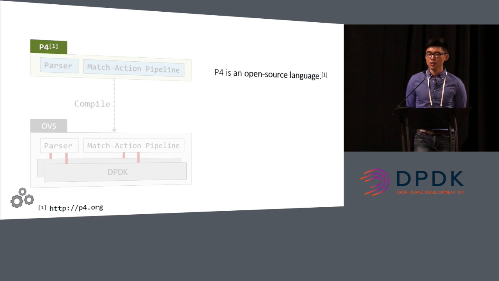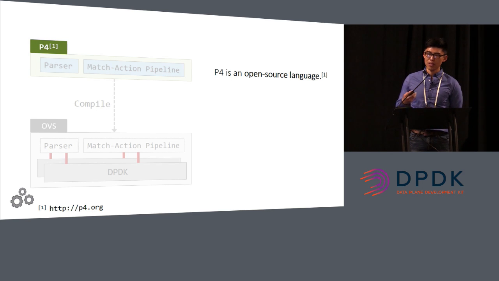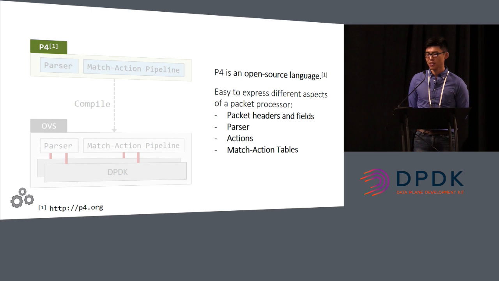For our use, we use something called P4. I'm not sure if everybody has heard about it, but P4 is an open source language. It is currently very active in the community, and it is a good, simple enough language to define the packet processing logic. You saw a snippet of P4 just now, which showed the header fields and the parser, and the match action pipeline is defined in a similar fashion as well. So it's very easy to express different aspects of a packet processor, such as packet fields, parser action, and the match action table.